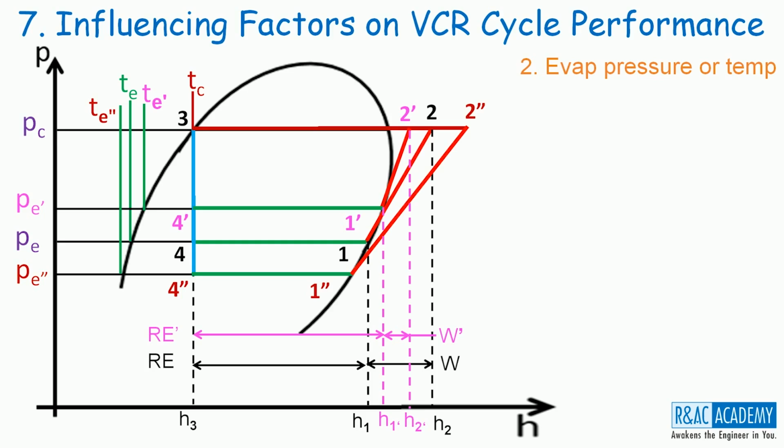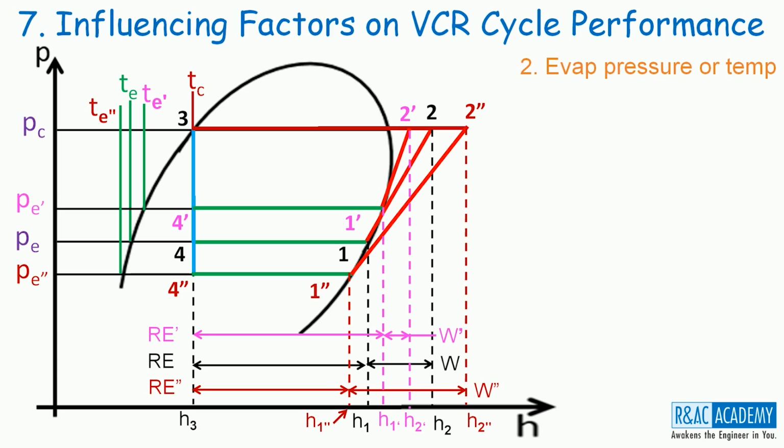1 double dash, 2 double dash, 3, 4 double dash is the new cycle that operates between PC and PE double dash. And if we look at the refrigeration effect produced by this new cycle, RE double dash, it is clearly less than the baseline value, and the work input that is needed to be given to this new cycle, that is W double dash, is clearly greater than the baseline value.